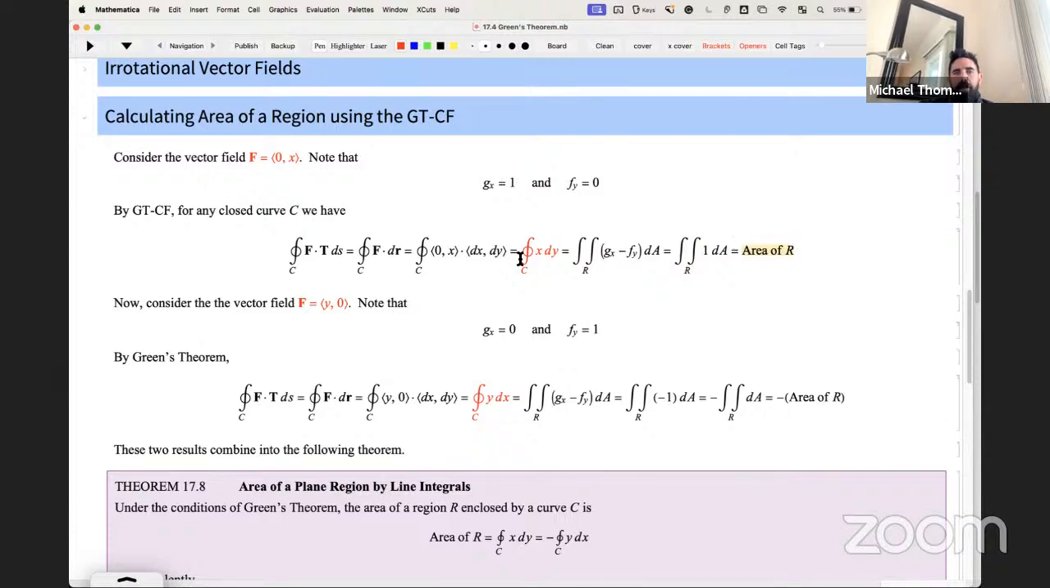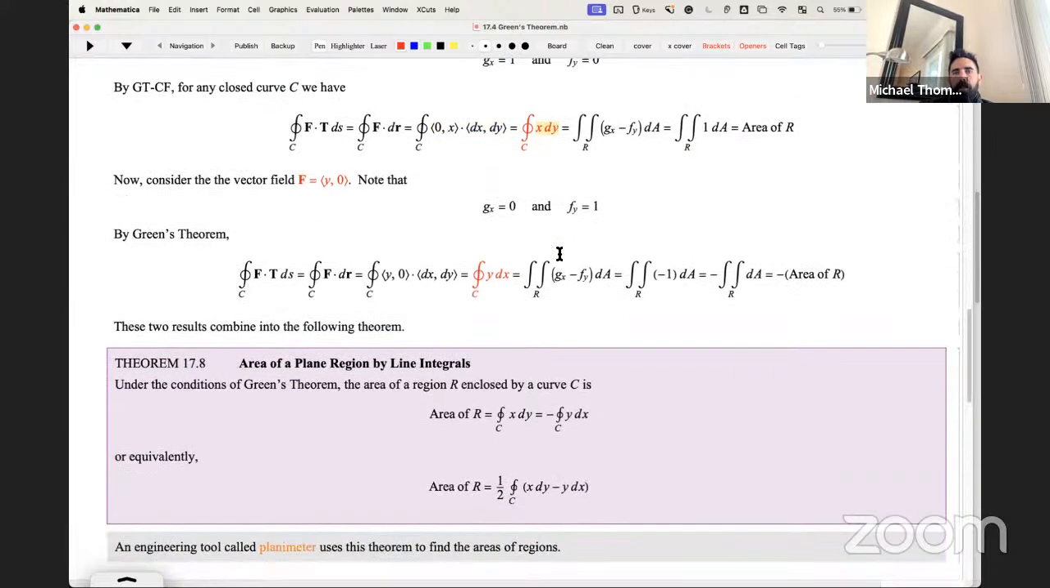Okay? All right, so where does all this stuff come from? Well, this is just alternative notation for the same thing. If you remember, F dot T ds can be expressed this way. F is this vector field 0, x. And dr, well, that's just the differential of the curve. So whatever that is, dx, dy, of course, you'd have to find dx and dy, but we'll leave it in this form for the notation. And when you dot these together, you end up getting x dy.